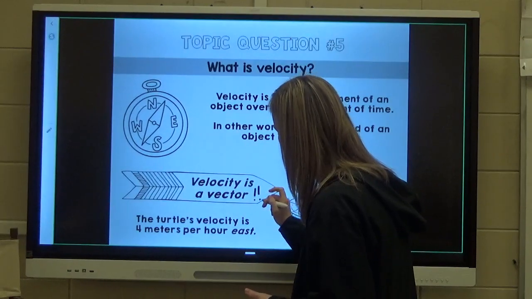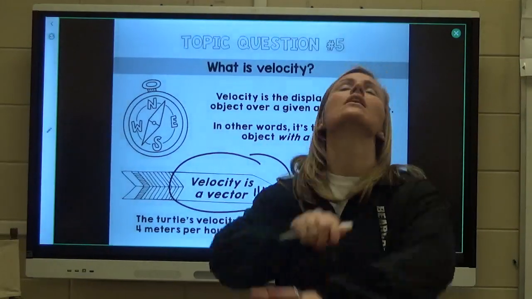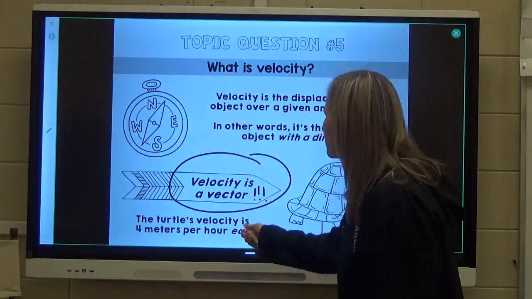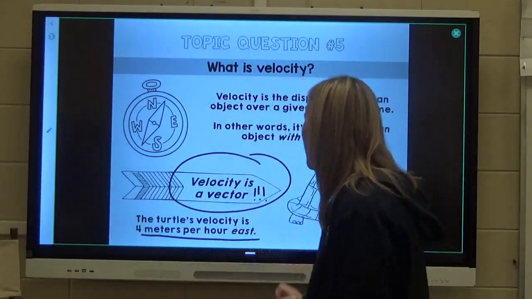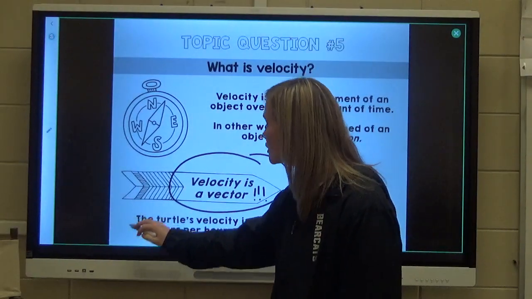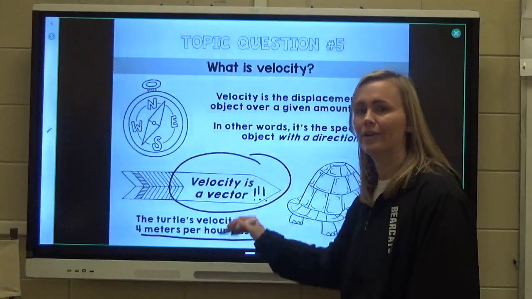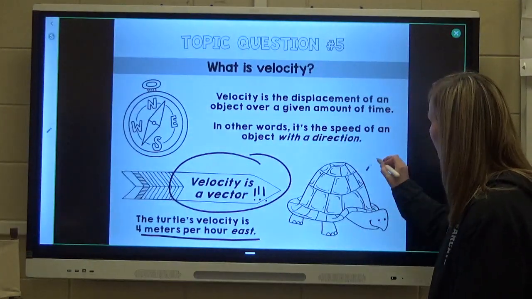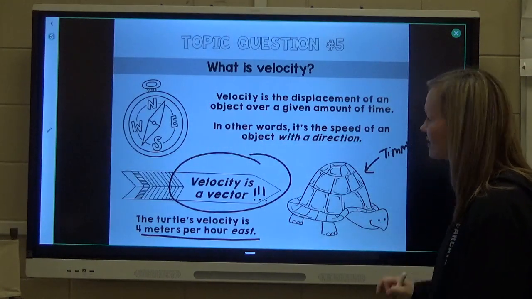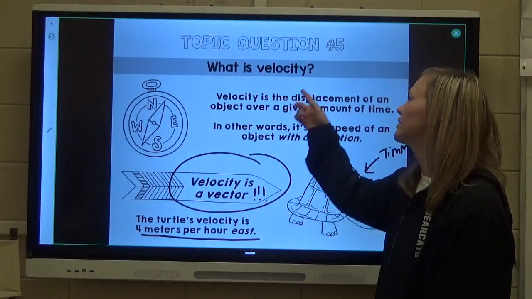Velocity is a vector. Exclamation, exclamation, exclamation. This will be on your test. You'll probably see, like, is speed a vector? The answer is no. Is velocity a vector? Yes. Turtle's velocity, 4 meters per hour east. We have to include the speed that it's traveling in, and we also have to include the direction in which it's going. So speed and direction. And we'll call this turtle Timmy. You can't see the Y, but it's there. Timmy. So yeah, speed and direction give us velocity.